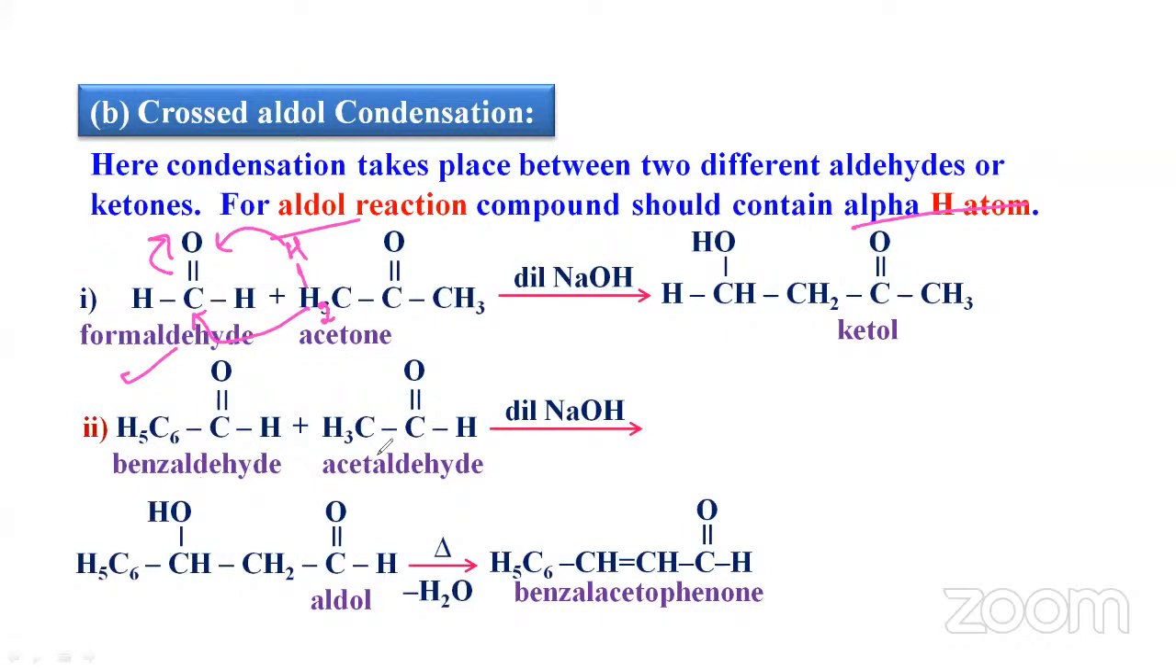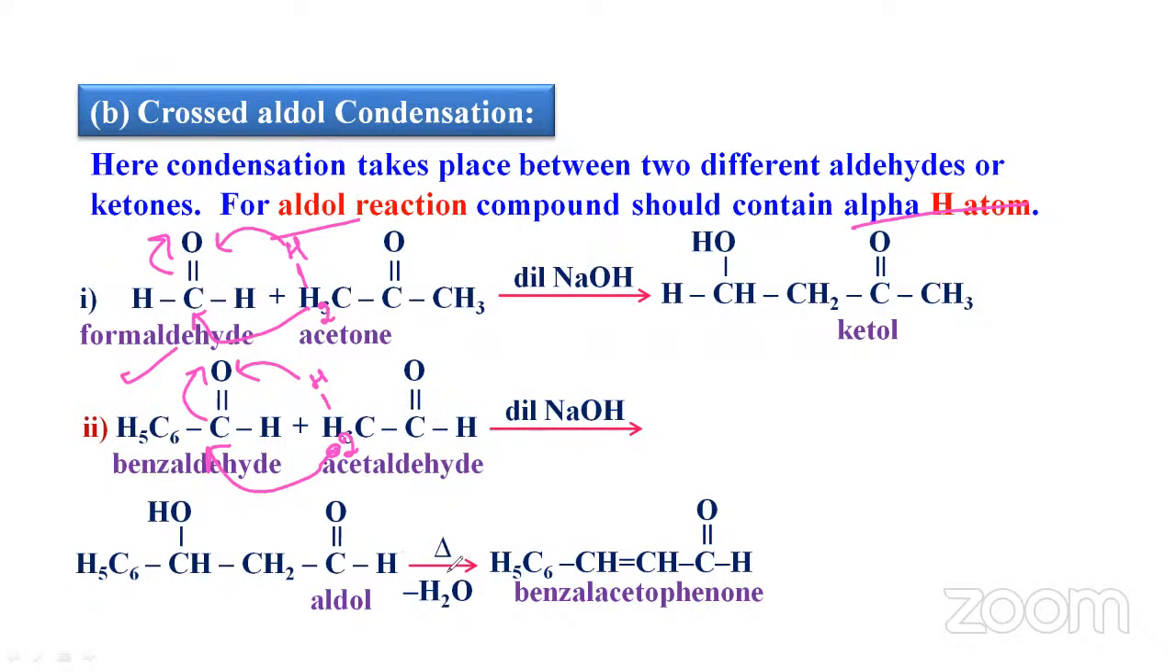Benzaldehyde reacts with acetaldehyde. This is CH2, and there is an alpha hydrogen. The base takes the alpha hydrogen, so this forms a carbanion. It will attack the carbonyl carbon, and the hydrogen is taken here. So it forms C6H5 CHOH CH2 C double bond O H.